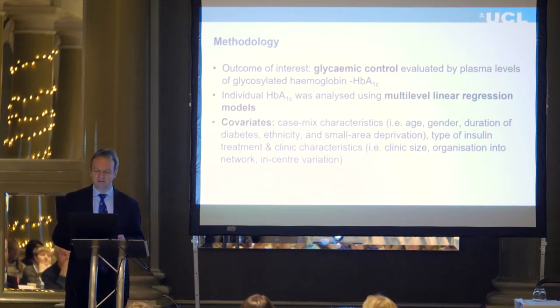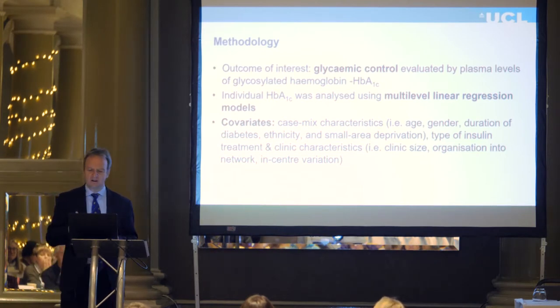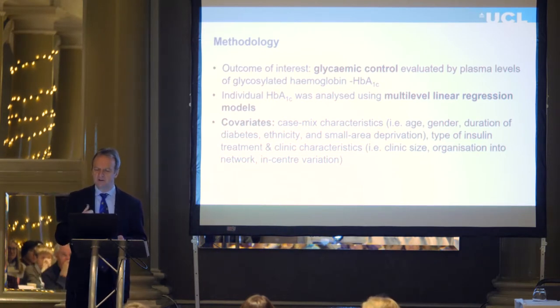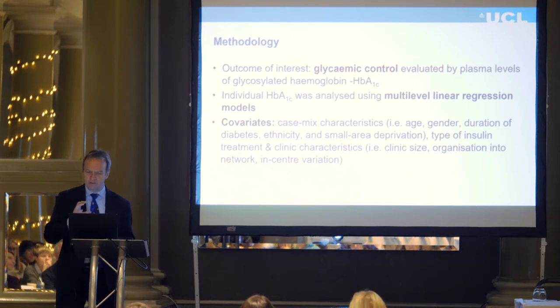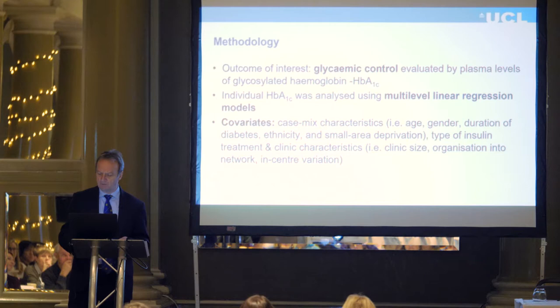I mentioned that we have this objective outcome, HbA1c, and the covariates are important. There was a question earlier about case mix adjustment. Because the data set is very rich, we can adjust the data for age, gender, duration of diabetes, ethnicity, and deprivation scores, and also type of insulin treatment, and clinic size, whether you were in a network or not, and within-center variation.